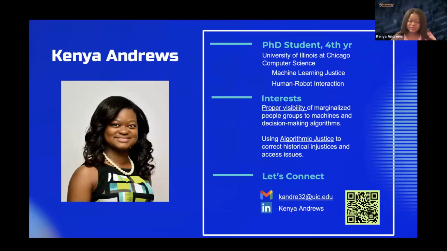I'm Kenya Andrews, a fourth year PhD student at the University of Illinois at Chicago. And I attended Spelman College and Auburn University for undergrad for a double bachelor's. And I think about machine learning justice and human robot interaction, specifically what it looks like to have proper visibility of marginalized people to machines and decision-making algorithms, as well as how we can use algorithmic justice to correct historical injustices and to provide proper access to marginalized people groups.